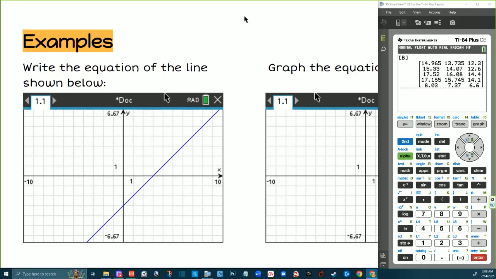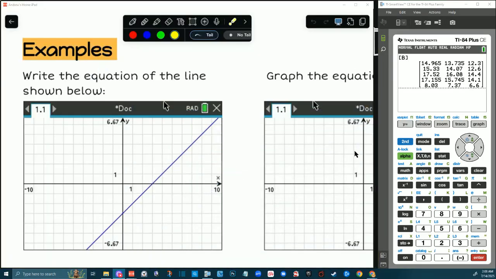Let's go ahead and do 2 examples. So we're going to work with lines. First, we're going to write the equation of a given line, and then we're going to graph a given equation. So for this first picture, it says write the equation of the line below. And we know that if I want to write an equation, I want y equals mx plus b, where m is the slope and b is the y-intercept.